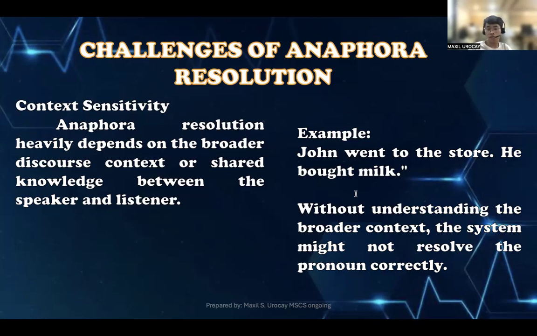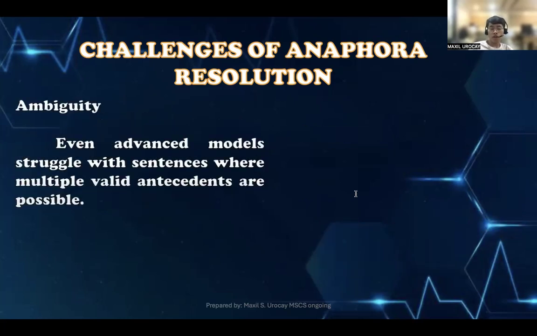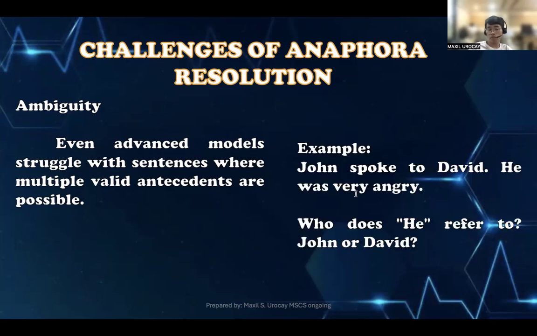For instance, in a sentence like that about John, the system needs to know that he is actually referring to John in a specific context, which might change based on the conversation also. And in terms of ambiguity, this is also one of the challenges of anaphora resolution. Even advanced models struggle with sentences where multiple valid antecedents are possible. For example, John spoke to David and he was very angry. Who does he refer to? Is it John or David?